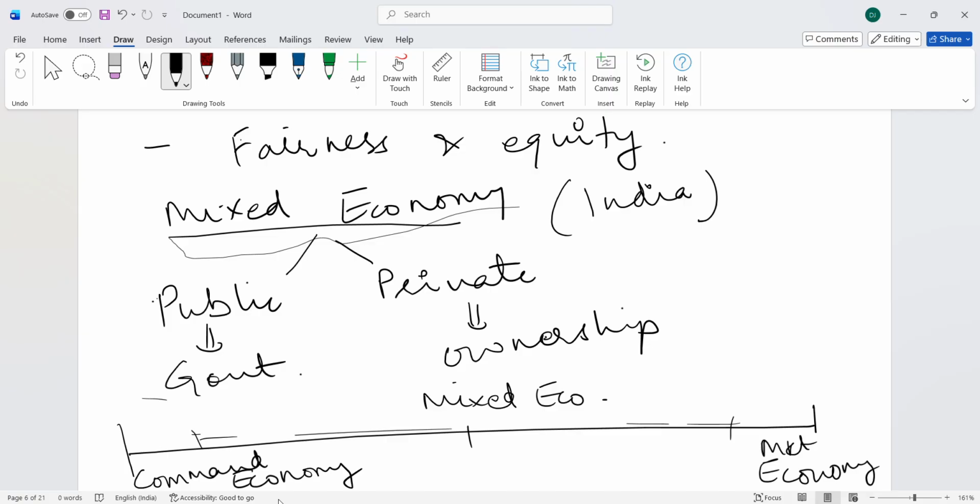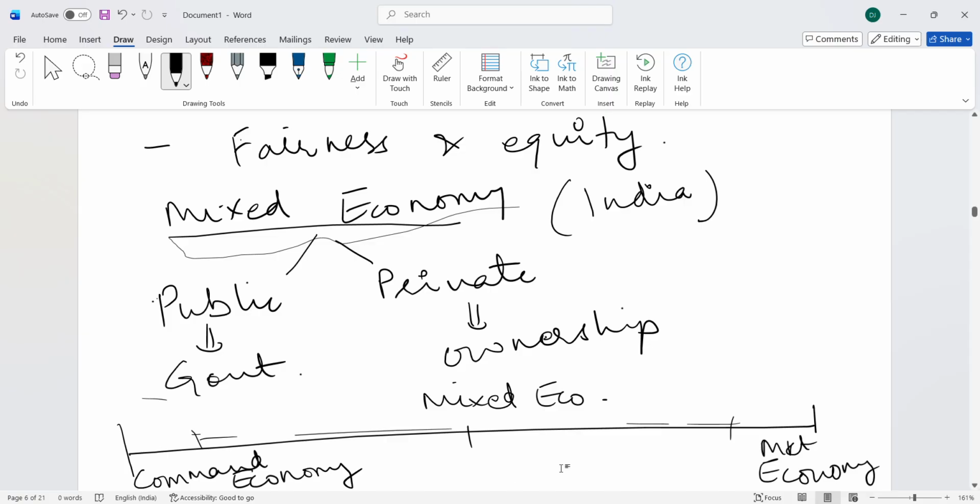What differs is basically the percentage. In the market economy, the influence of the government would be very, very less, maybe 5 to 10%, and the rest 90% will be with the market forces. In a command economy, it's just the opposite. Maybe 95% is controlled by the government and 5% is left for the market. And somewhere in between, you will have mixed economy. So these are your three types of economic systems that you study in economics.